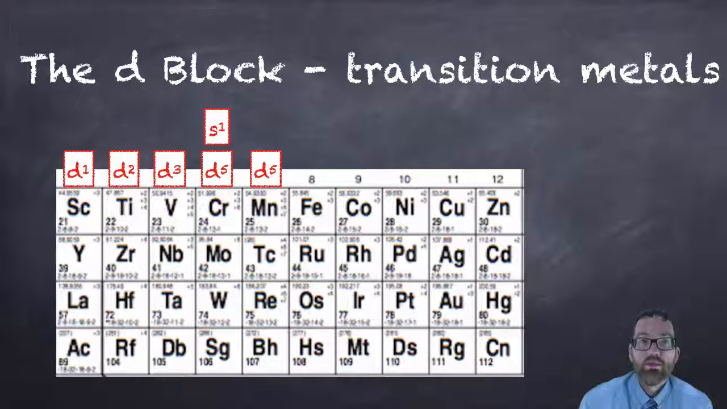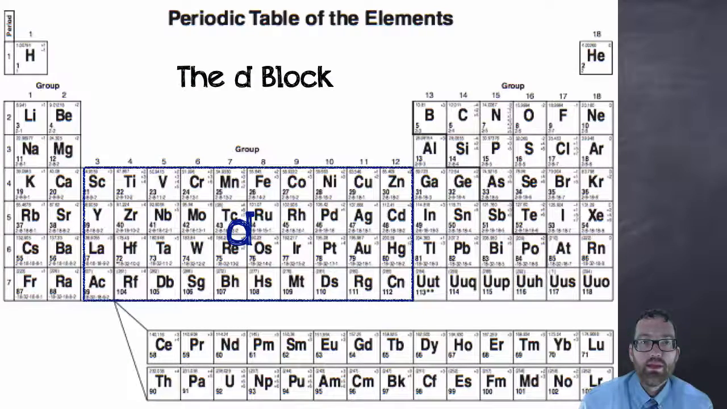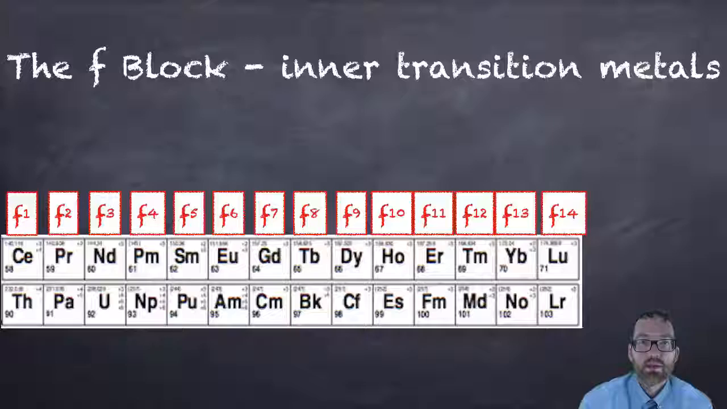And then we have another d5, d6, d7, d8, d10. Remember, we do the same thing. We steal an electron from the s and fill the d sublevel with 10 because it's more stable that way than with 9. And then another d10. So please label this as well, just as I have in this diagram here. And this zone, groups 3 through 12, the transition metals, this is your d block.